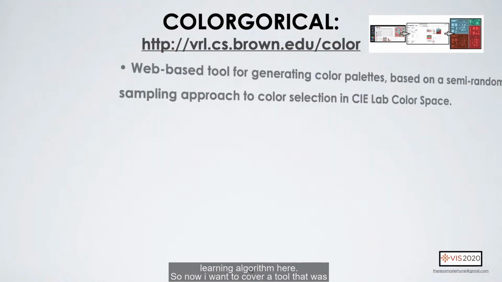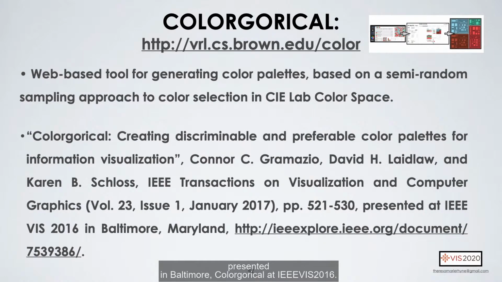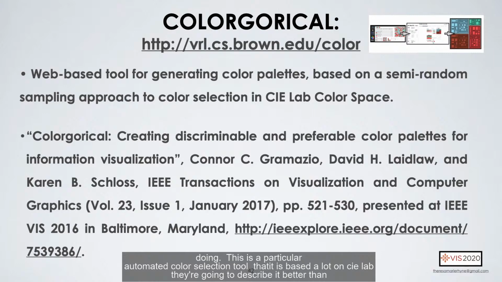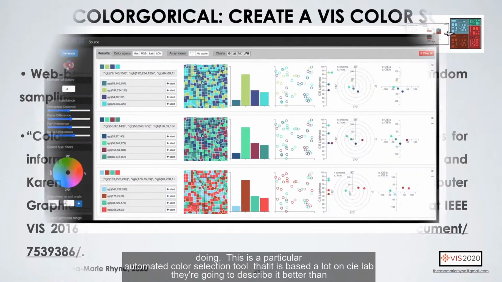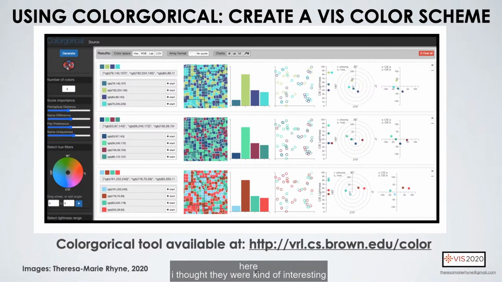So now I want to cover a tool that was presented in Baltimore, ColorBrewer of 2016. Connor did the work. Karen Sloss is probably going to cover this in her color tutorial that she's part of a team doing. But this is a particular automated color selection tool, based a lot on CIE Lab. They're going to describe it better than I can, but I used this tool and I came up with some nice little color maps here. I thought they were kind of interesting.